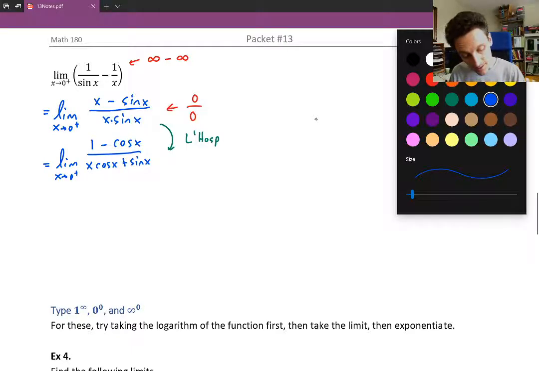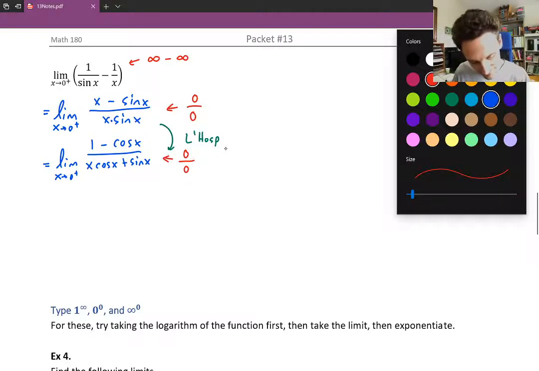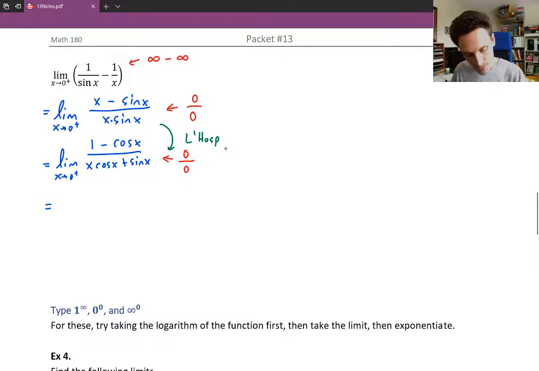Now once again, let's look at what kind of a limit we have. If you plug in 0, you'll get 1 minus cosine 0, which is 1 minus 1, which is 0. If you plug in 0 to the bottom, you'll get 0 times cosine 0, which is 0 times 1, which is 0. Then you have plus 0, which is 0. So once again, we're going to be able to use L'Hopital.